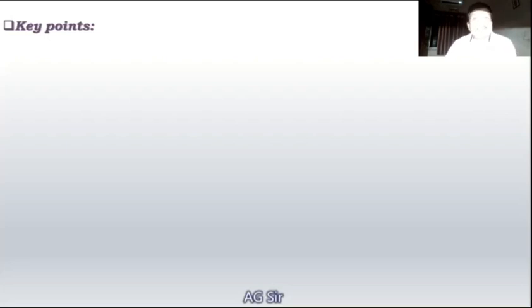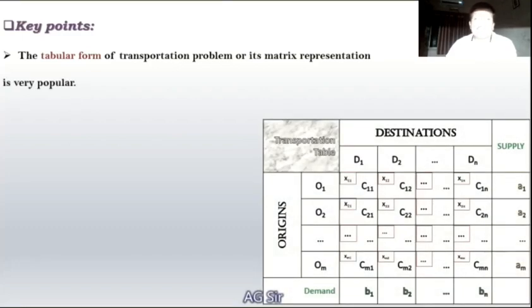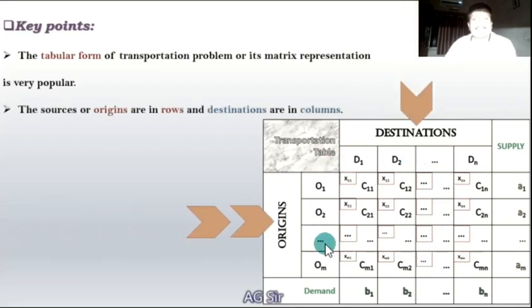There is a linear programming form of the transportation problem. However, no one talks about it, and the tabular representation is more popular among students. So this is the tabular representation that you have. In this tabular representation, the sources or origins are in rows and the destinations are in columns.